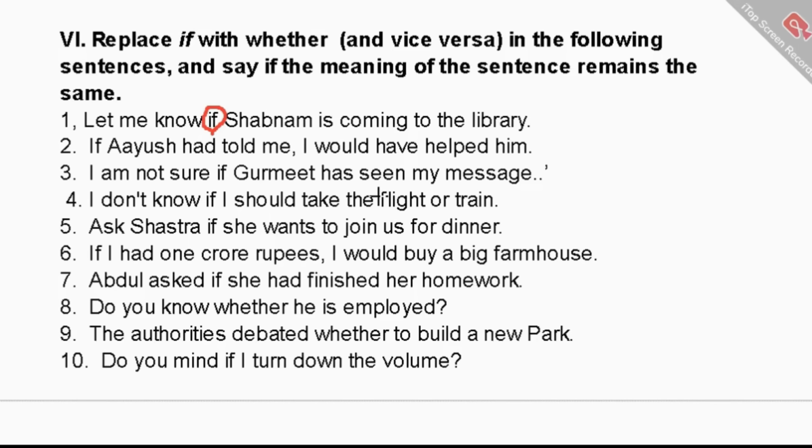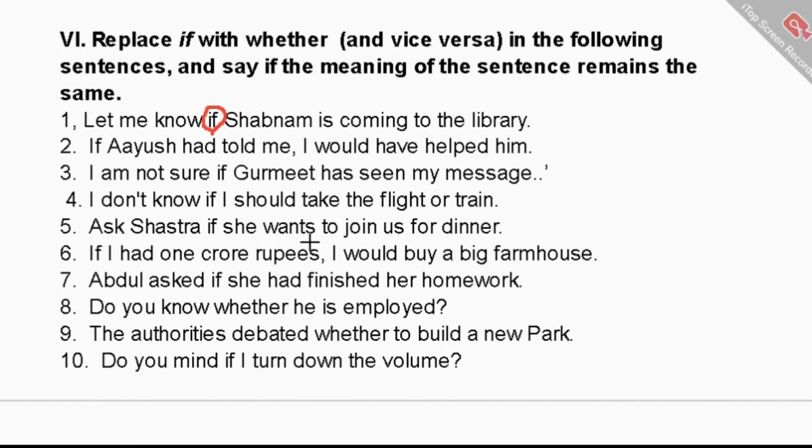Next here we have fourth one. I don't know if I should take the flight or train. I don't know whether I should take the flight or train. Here again the meaning would be the same, no changes. You can use either one, either if or whether. Next we have fifth one. Ask Shastra if she wants to join us for dinner. Ask Shastra whether she wants to join us for dinner. Again the meaning would be the same, no changes.